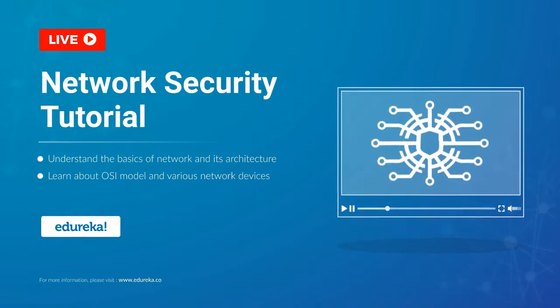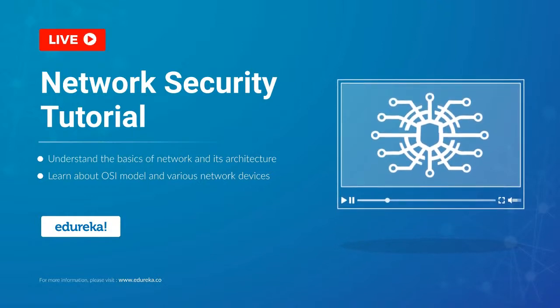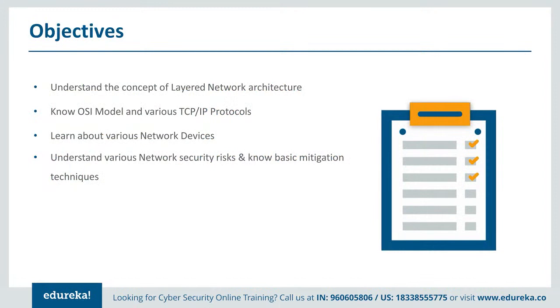Hi everyone. The agenda for today is we'll be seeing basic concepts of network and its architecture. What is a computer networking and what is an OSI model and why an OSI model is important for us. We'll be learning about multiple network devices and understand the network security risk and also the methods and techniques to mitigate the risk in network perspective.